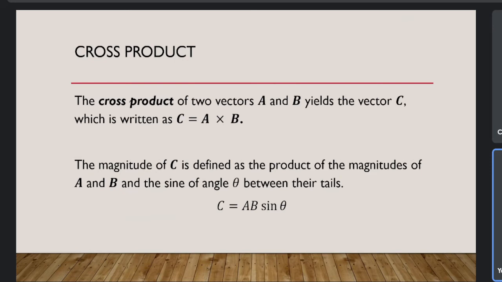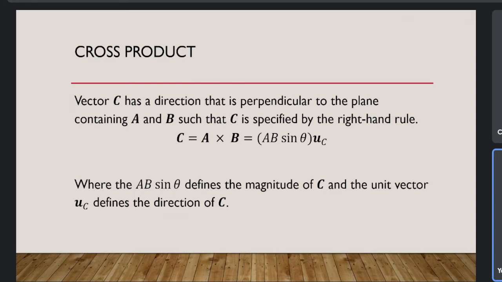So since we are done with the example number 2, let's proceed to the cross product. When we say cross product, it's a product of two vectors a and b, and that yields the vector c, which can be written as c equals a cross b. And the magnitude of this c is defined as the product of the magnitudes of a and b and the sine of angle theta between their tails. So a cross b, actually this is not multiply, it's just a product of the magnitudes of those two vectors a and b, which can be written as ab sine theta.